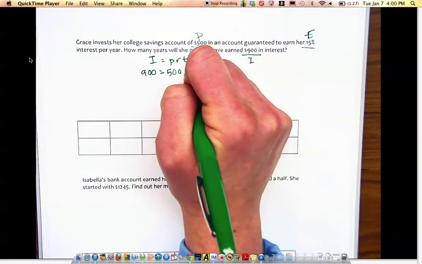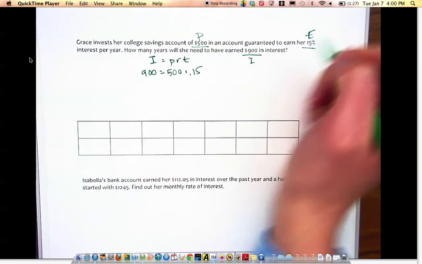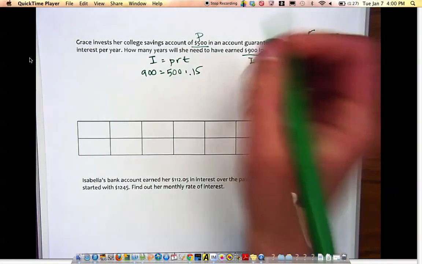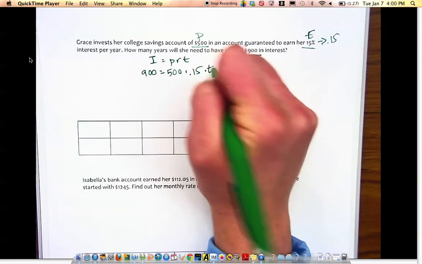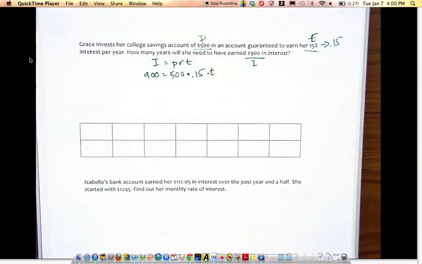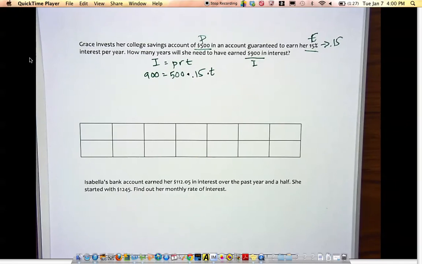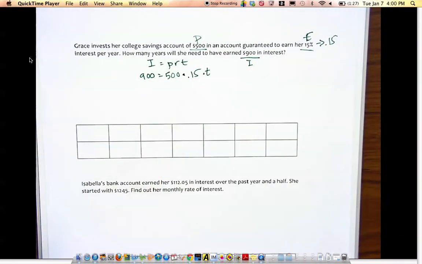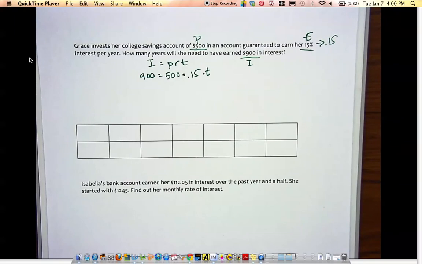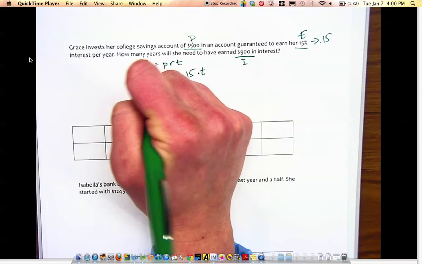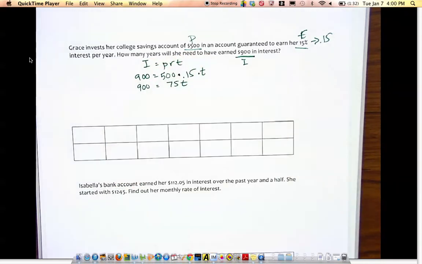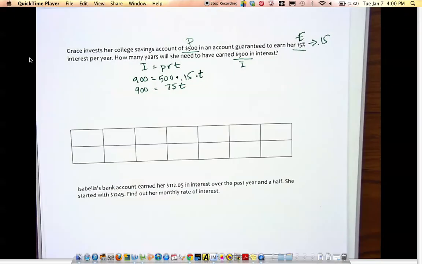So 500 times 0.15, that's 15% as a decimal, times T. All right, so we're going to be using a little bit of algebra here. So I need to simplify this side. So 500 times 0.15 is 75. So 900 equals 75T. Okay, I just multiplied these to simplify them.